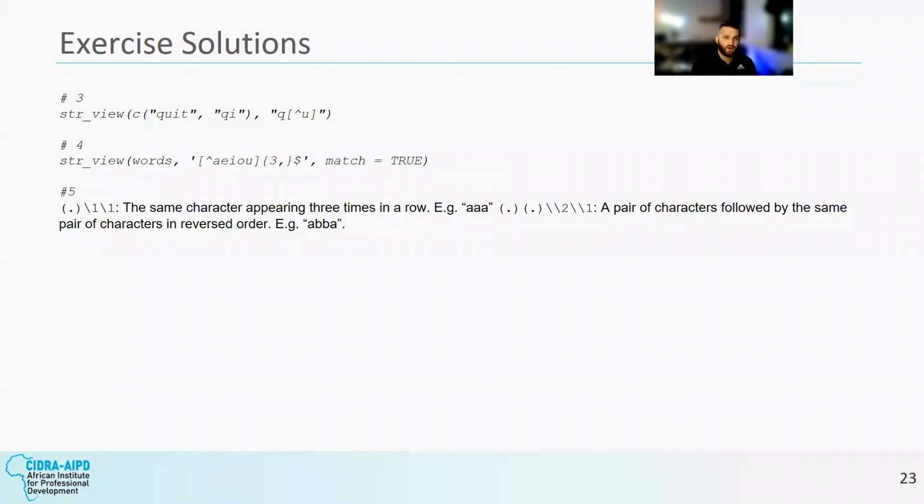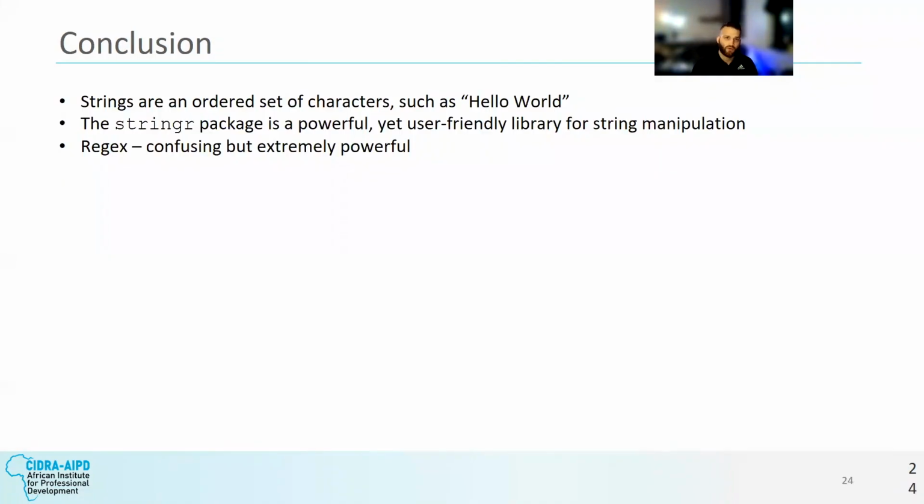Hopefully these solutions eventually make sense. If they don't make sense now, it's the type of thing where regex really just needs practice and use. And with that, we've actually reached the conclusion of our presentation. Quick reminder, strings are the ordered set of characters, such as hello world, and we define them with quotes in R, either single or double. The stringr package is a powerful yet user-friendly library for string manipulation. It has almost all the string functions you'll use. And then regex, of course, is confusing, but when it's the right tool for the job, it is extremely powerful.